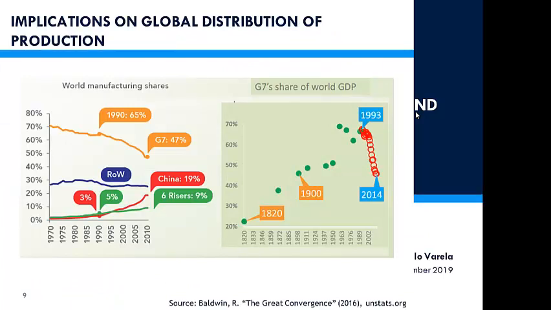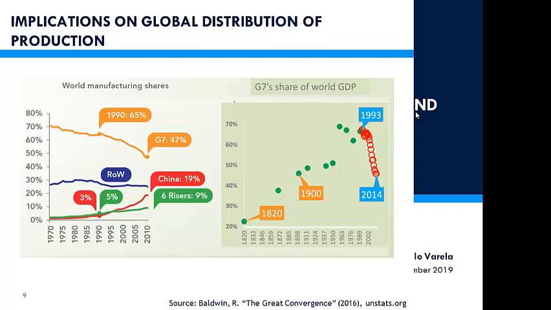If you look at the world manufacturing shares over time, you see that for the G7, the group of the seven largest, most developed countries in the world, the manufacturing share went from 65% in the 70s to 47% in 2010. That decline is explained mainly by an increase in the share of manufacturing in the hands of China, from 3 to 19%, and in the hands of the six risers, Thailand, Indonesia, India, Poland, and Korea, that went from 5 to 9%. The rest of the world remained relatively stable, right?